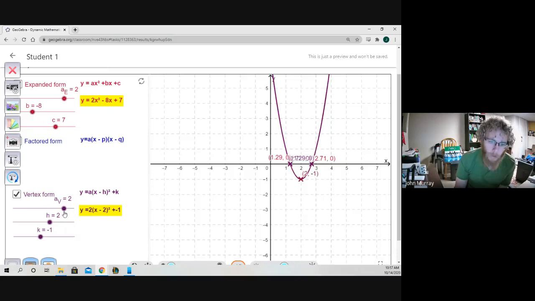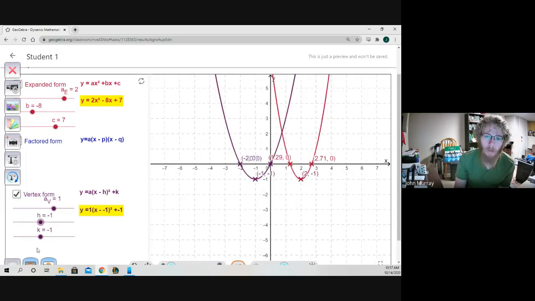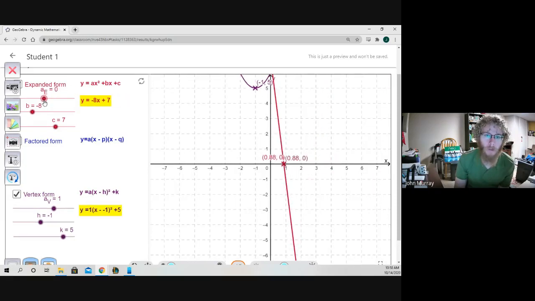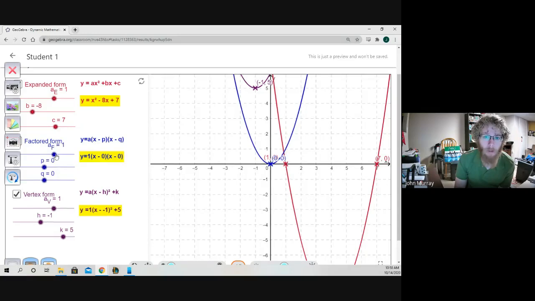Again, what you're going to do is come up with your own vertex form. If you want to keep A as 1 just for simplicity, pick a random h and k, and then try to match it up with your expanded form. Just remember that your a's have to be equal, and then you're messing around with your b's and your c's and your h's and your k's. All right, any questions? And if you have some time, you can mess around with the factored form and see if you can get that to match up. But like I said, we're going to talk about that a little later.